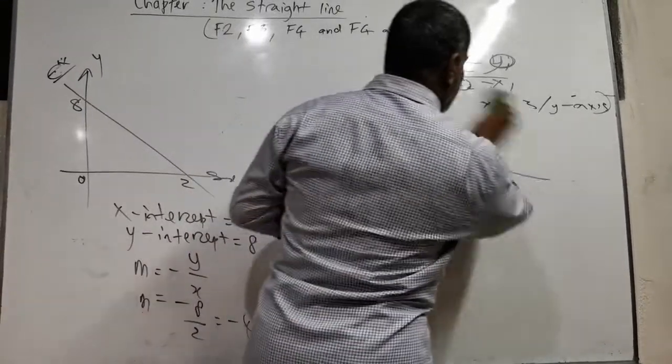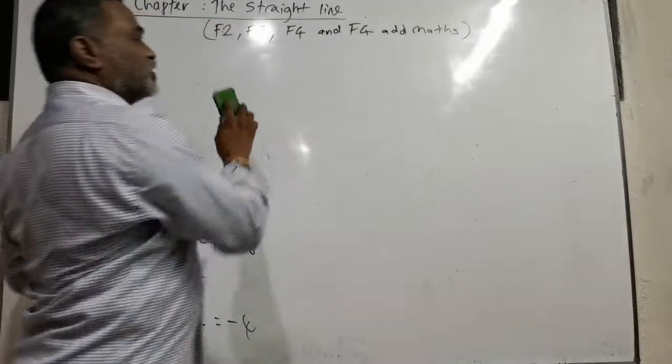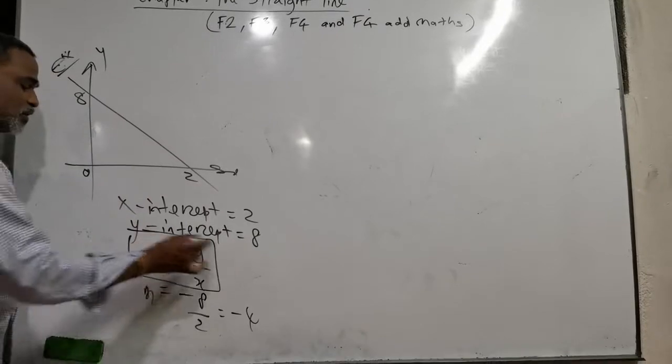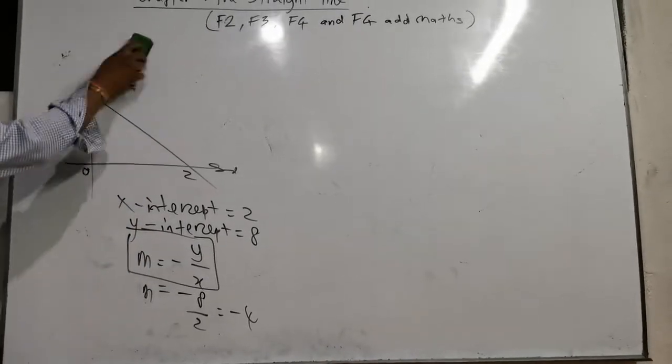Okay. So then remember the formula for gradient. For a normal gradient we use y2 minus y1 over x2 minus x1. But for the gradient of an intercept we just use minus y over x. Right? I think everybody understands.